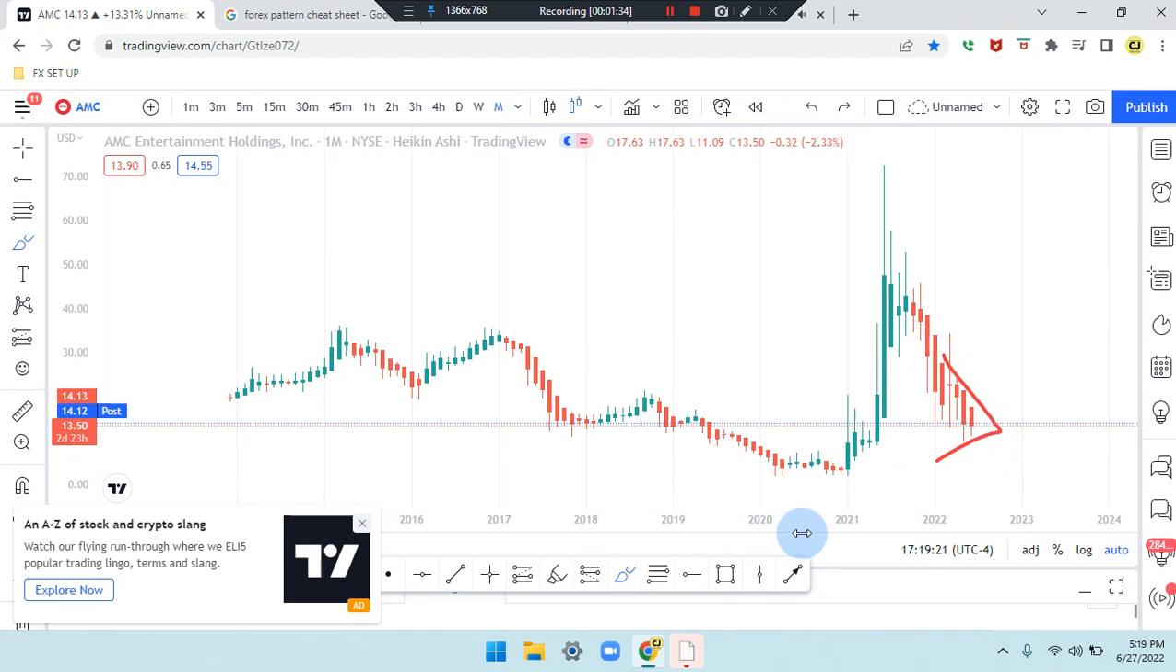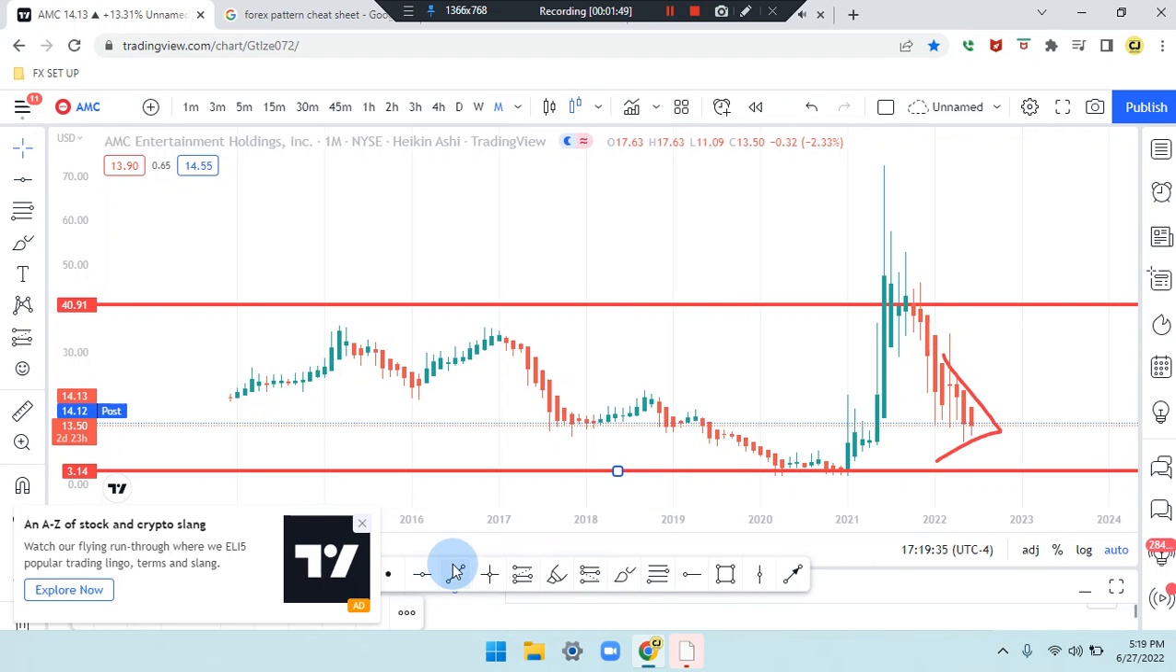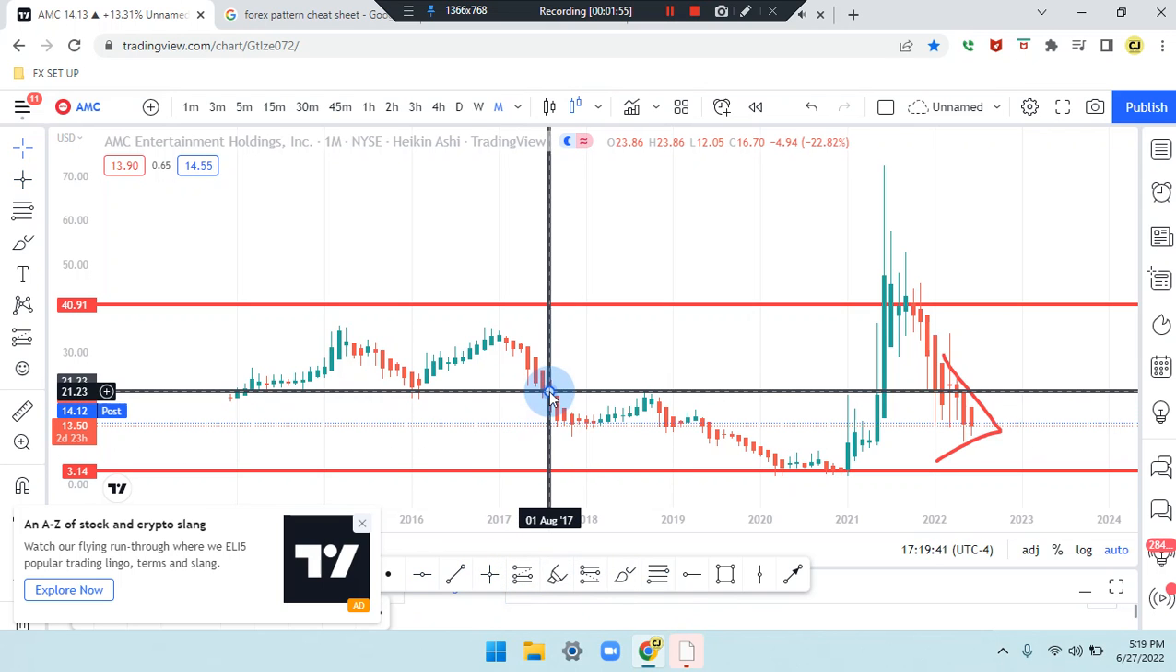Price action, higher highs, overall market. Price action, lower lows, overall market. Midpoint in the middle.